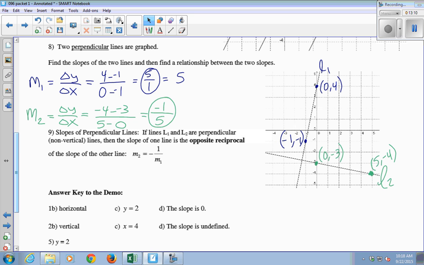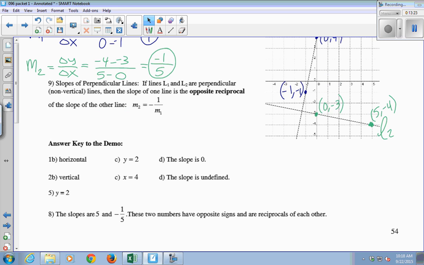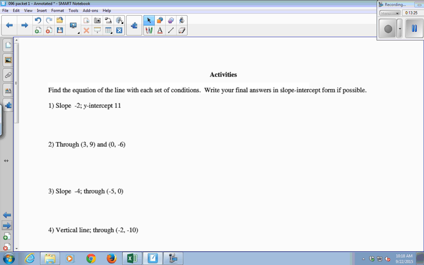Right, any questions? So we did 4 really key things in this lesson: horizontal lines, vertical lines, parallel lines, and perpendicular lines. And now I'm going to have you move to the activities and do some practice with these things.